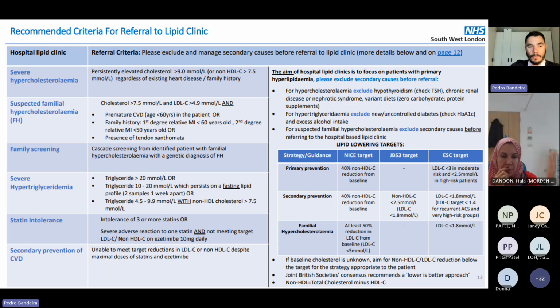I'll just move through a few slides. We've run out of time. This is just our recommended criteria for lipid clinic. As you can see, our aim is to focus on primary prevention patients that are query FH. So those patients are our priority, and for patients with secondary prevention who are already on other oral therapies and still not meeting targets, they need to be managed in secondary care, because we can offer them injectable therapies, as I mentioned before.